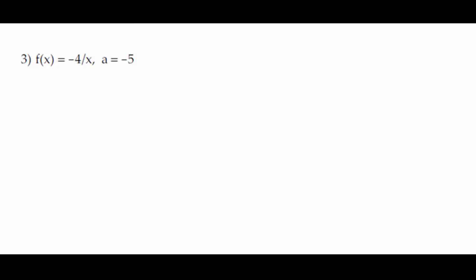On number 3, we're doing the same formula, just a different type of problem. This time a is -5. So I've set up my formula. Now I just need to plug -5 plus h in for x.